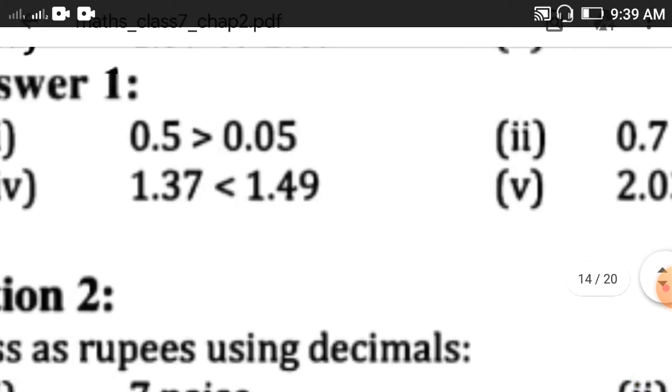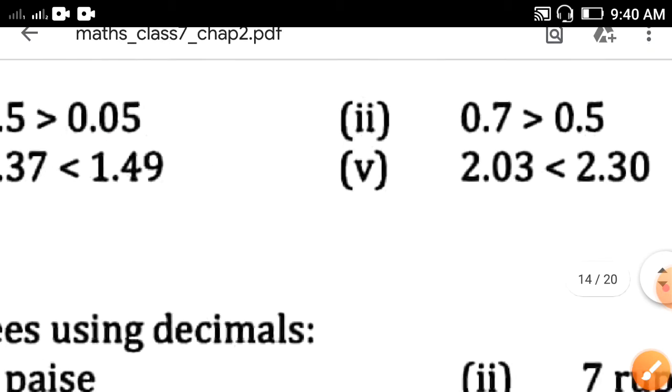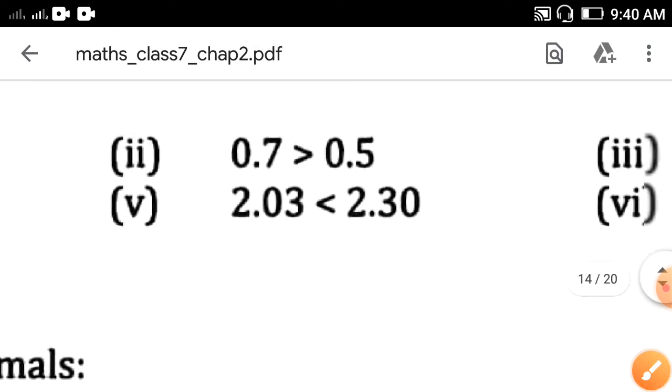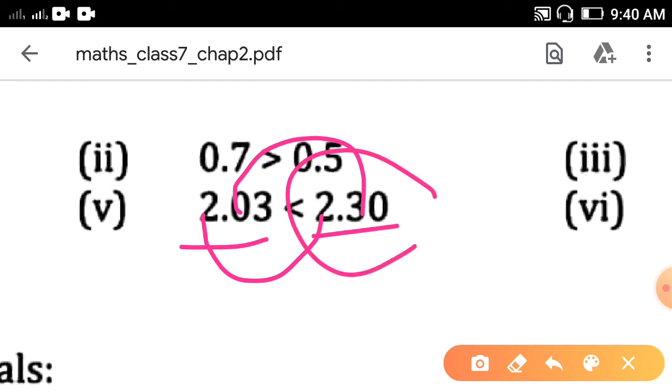Fourth one, before the point 1, here also 1, after the decimal point 3 and here 4. So 4 is greater than 3, so 1.49 is greater than 1.37. Next, 2.03 and 2.30. It is very obvious 2.30 is greater than 2.03. But how to compare? Let us see. Before the point 2 is there. After the point 0 and here 3 is there. Out of 0 and 3, which one is greater? 3 is greater. It means 2.30 is greater.